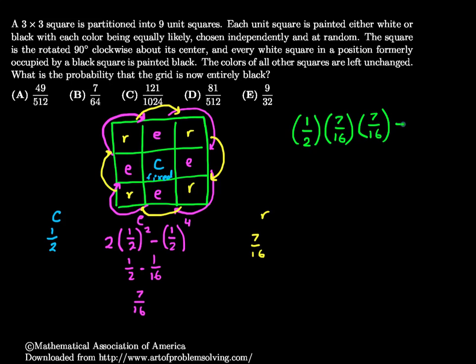And let's see, 7 times 7 is 49. Let's see, 16 is 2 to the 4th. 2 to the 8th should give me 256 times 2 is 512. And my answer is A, 49 out of 512.